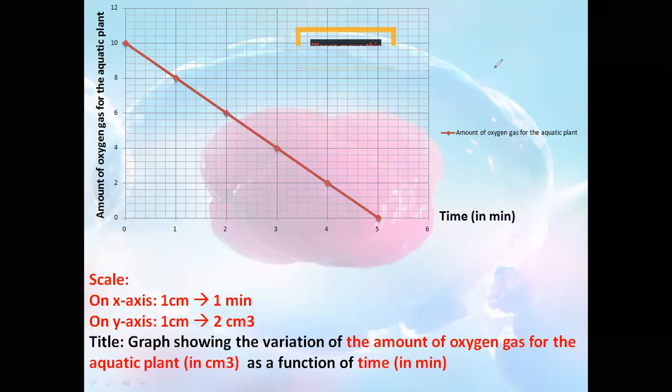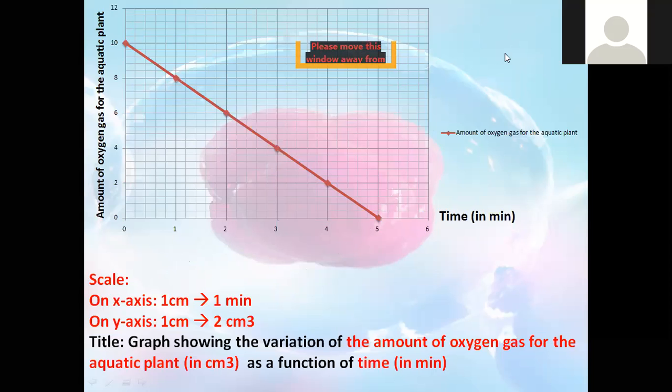So this is everything related to the graph. So for a graph, you have to give it a title. You have to know which one is on the x-axis and which one is on the y-axis. You have to give it a title, a scale, and if there is more than one line, you have to give them a legend, and we will check this later. Okay? This is everything related to the graph.